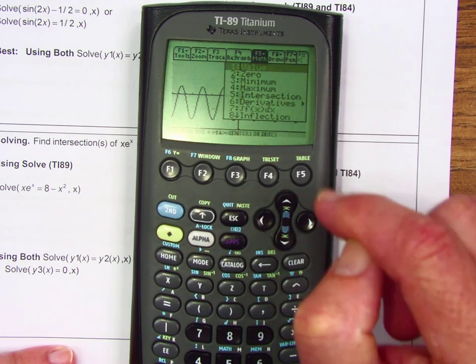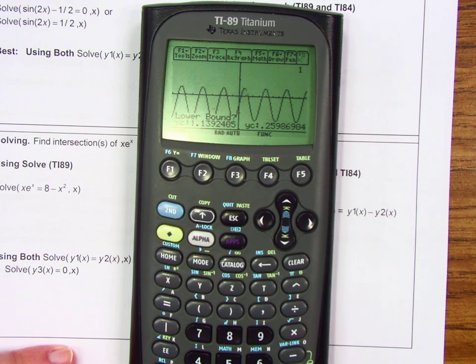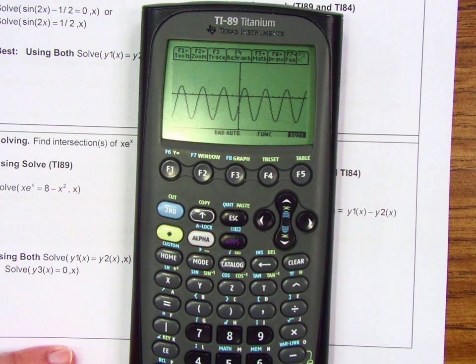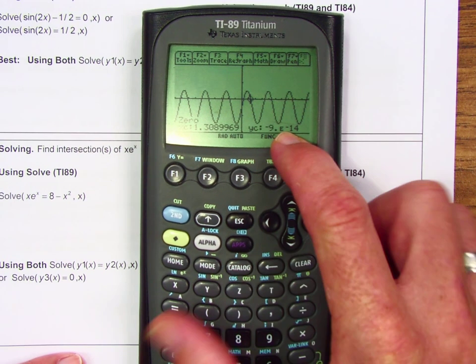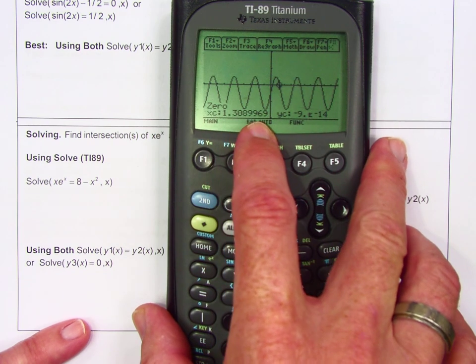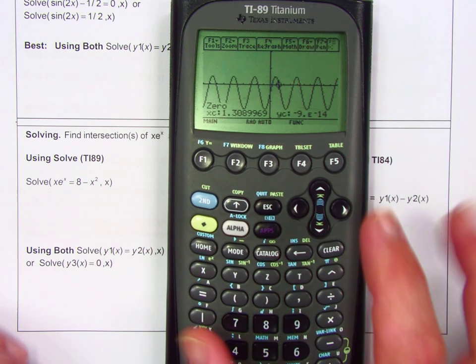So I'm going to do F5, 0. Now I'm going to go find that second one, and I am to the left of it. Hit enter. Go to the right of it, hit enter, and there it is. And by the way, that is essentially 0. But that one is at 1.3089969.